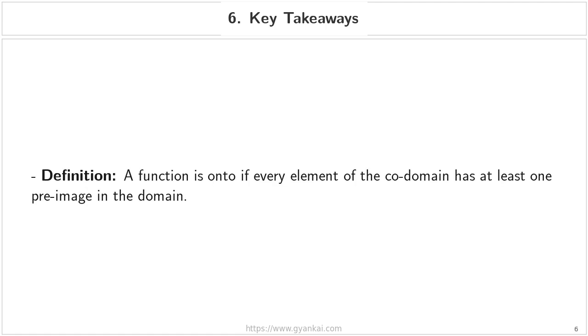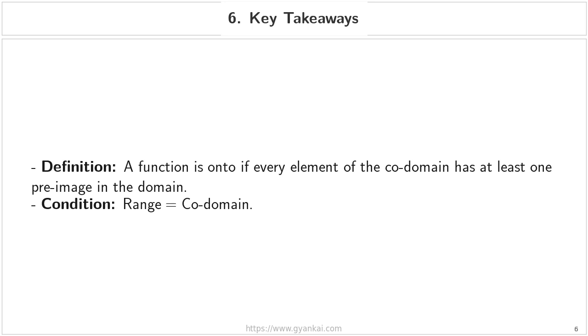6. Key takeaways. To wrap up our lesson on surjective functions, let's review the key takeaways to ensure you have a solid grasp of the concept. First, let's revisit the definition. A function is considered onto if every single element in the codomain has at least one preimage in the domain. Essentially, this means that no element in the target set is left out.